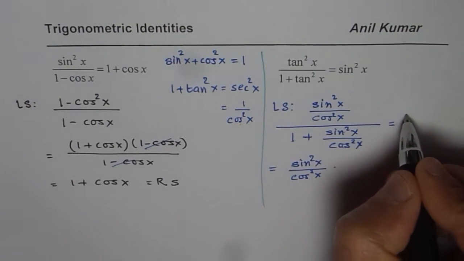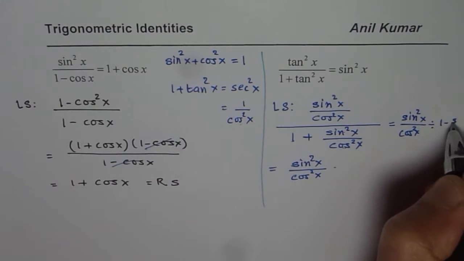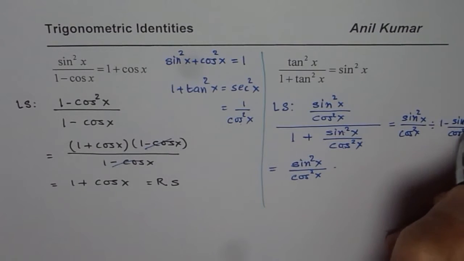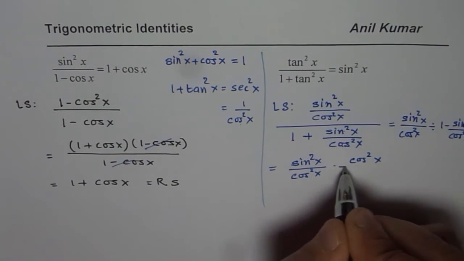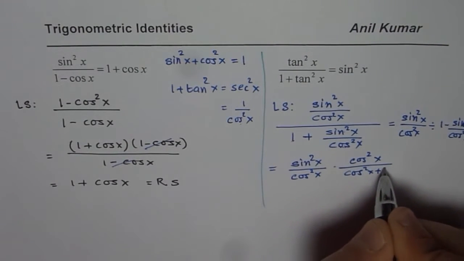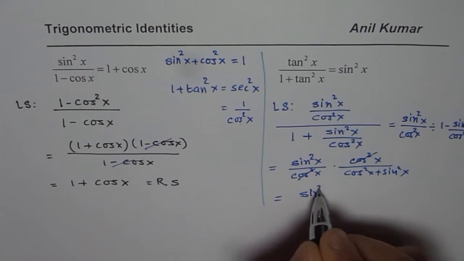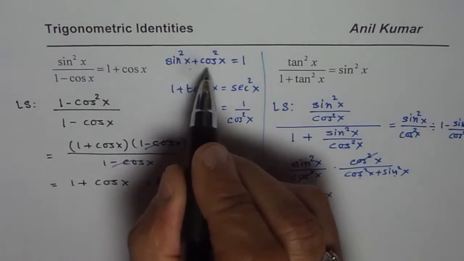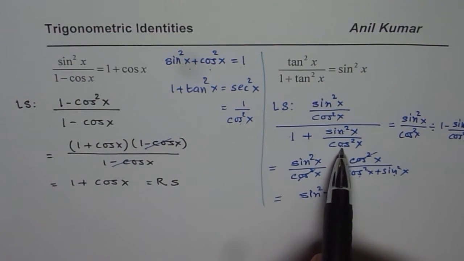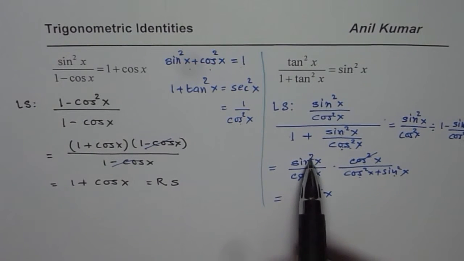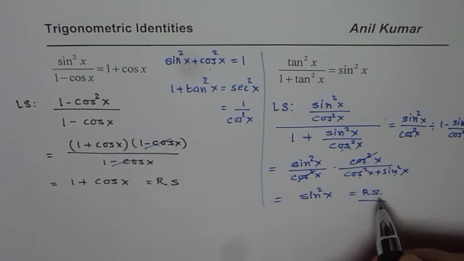Let me write again. So I could write this as sine square x over cos square x divided by 1 plus sine square x over cos square x. Do you get the point, right? So if I do a common denominator, I get cos square x plus sine square x, which is 1, divided by cos square x. Since cos square x plus sine square x is 1, the cos square x terms cancel out and you are left with sine square x, which is equal to the right side, correct? So that is how I have got my left side equals right side and proven the identity, right?